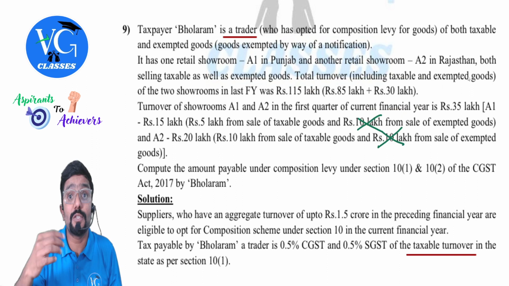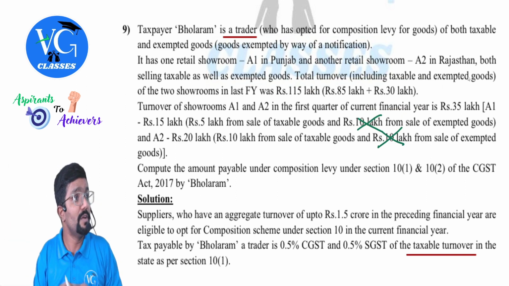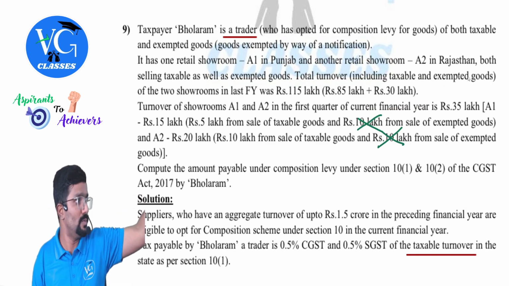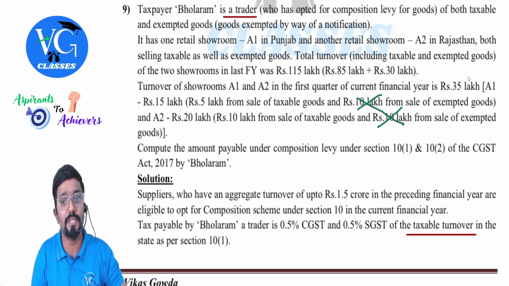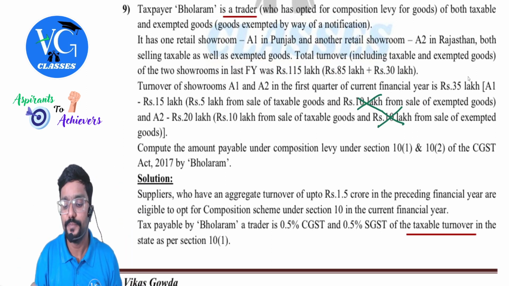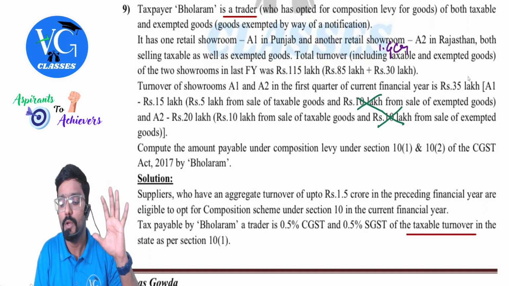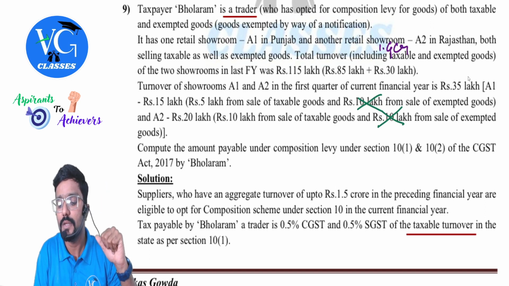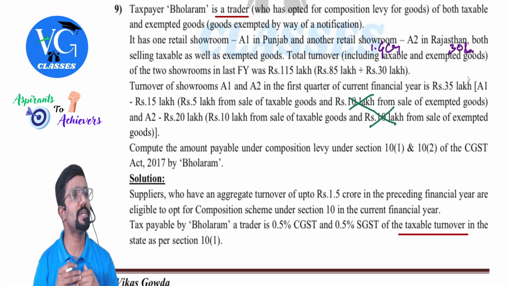Because while paying tax, he will pay it only on taxable turnover. To check the eligibility, we should always check the total turnover. Clear? For example, assume, this question anyway will not make much difference, but let me tell it. Listen, from taxable, assume he has 1.4 crore. From exempt, he has 30 lakhs. Is he eligible for composition scheme in the current year?